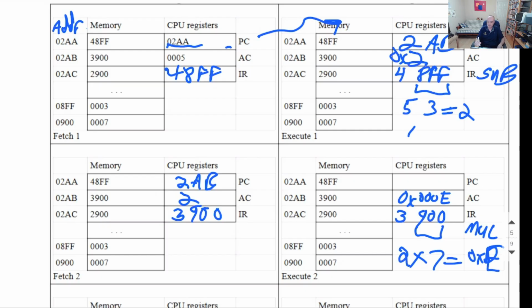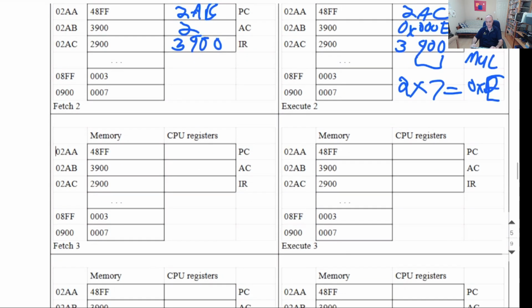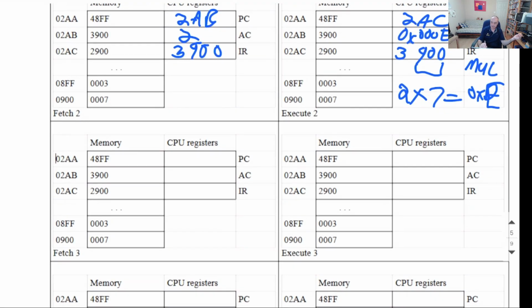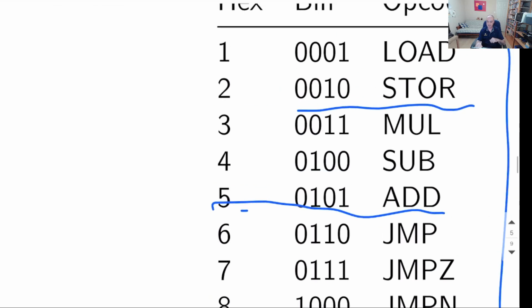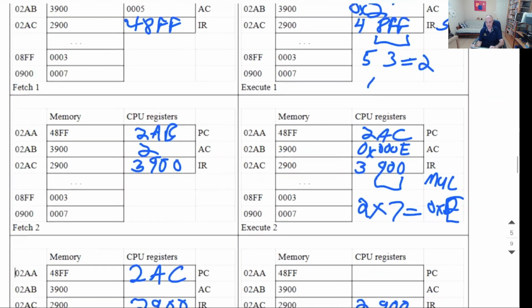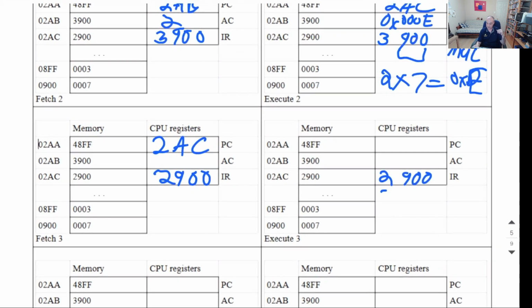And don't forget to increment your program counter. So now our program counter should get incremented to 2AC in preparation for our next fetch execute cycle. Okay, so now we're on to our third cycle. So once I have 2AC, I'm going to fetch the contents of 2AC into the instruction register, which is 2900. And then we're going to decode 2900, which is a 2, which, according to our hypothetical machine, 2s are store instructions. All right. So we're not going to be doing a store.